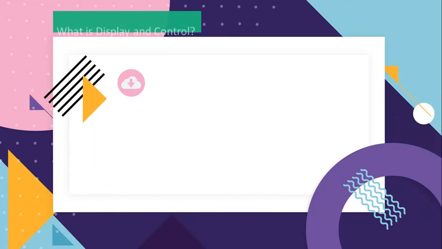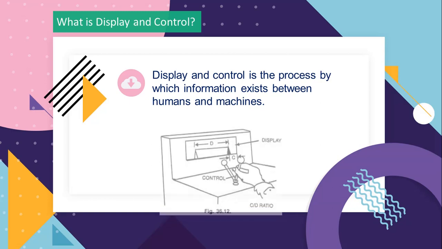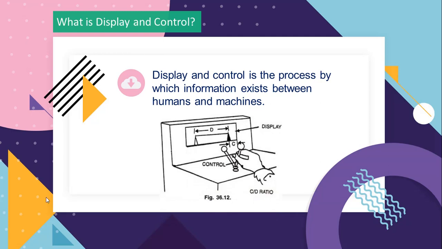Next, the first is what is display and control. What is display and control? Display and control is the process by which information exists between humans and machines. While display provides the operator information on the status of an apparatus, control is what is used to control it. This is a picture that shows one thing that has both display and control.